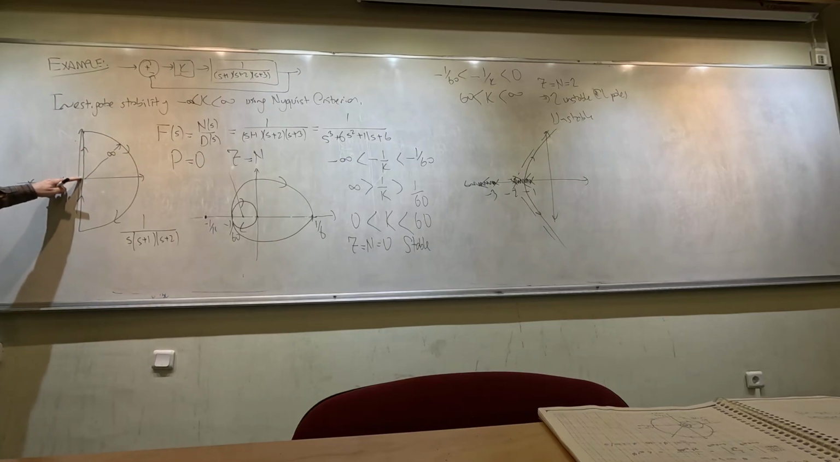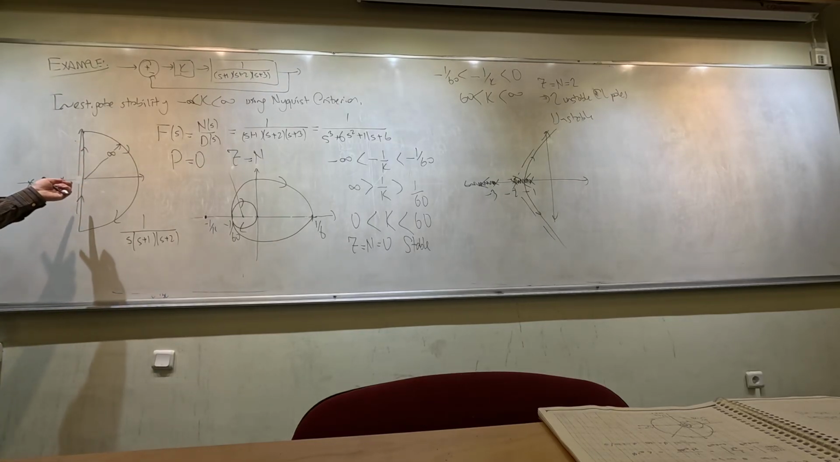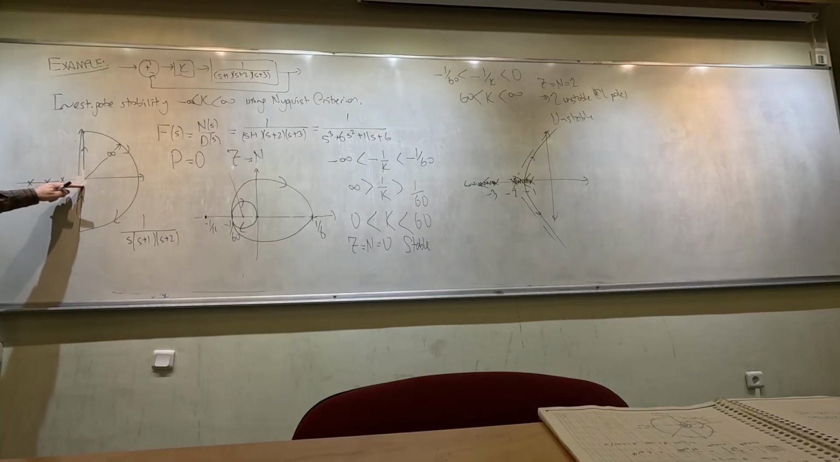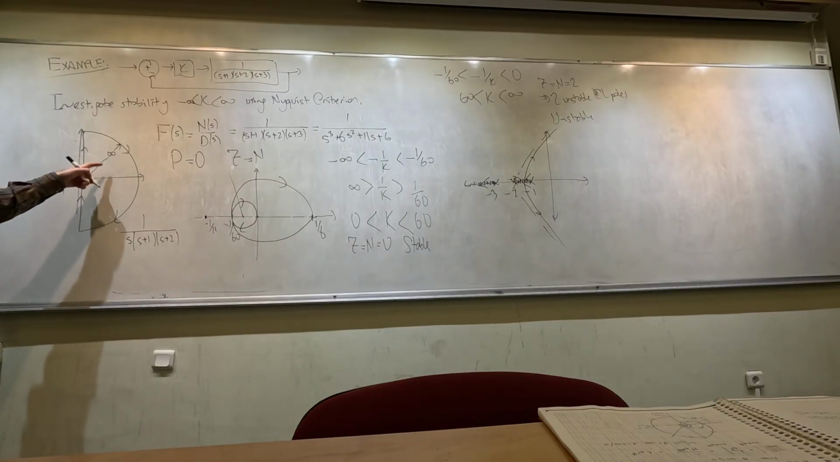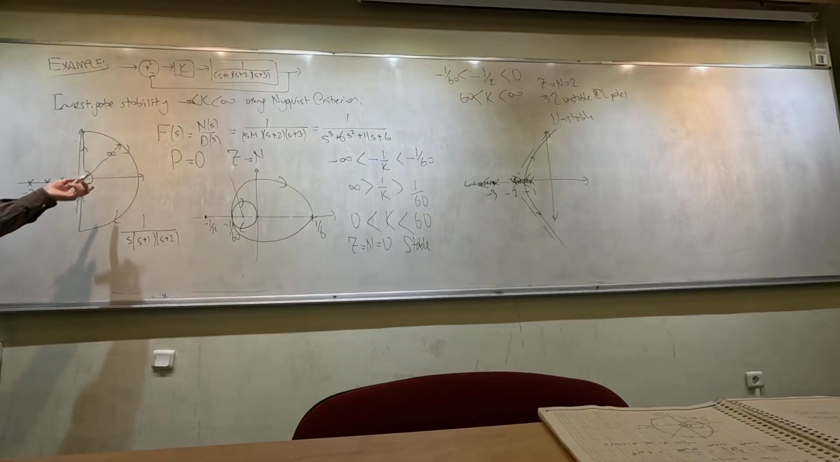In that case, we would unfortunately have to modify the Nyquist path. And what we're going to do is that in an infinitesimal circle, I'm going to turn around that pole. So I have to either exclude it or include it, but I have to turn around it. I cannot pass on top of that.